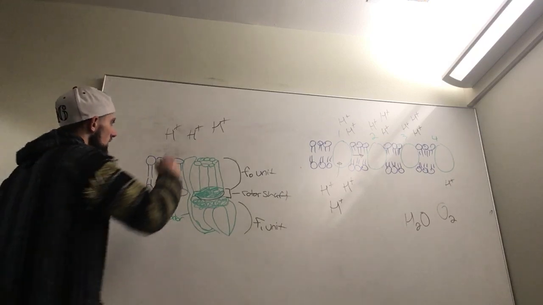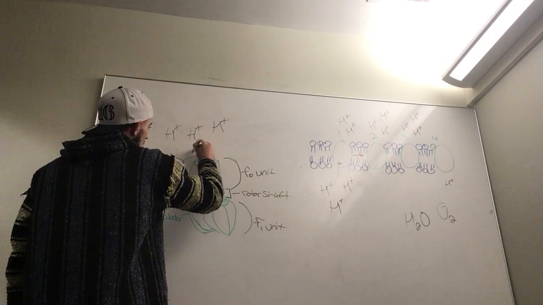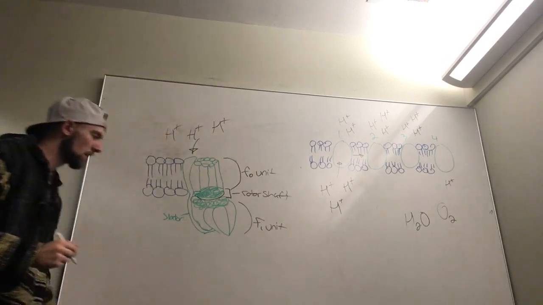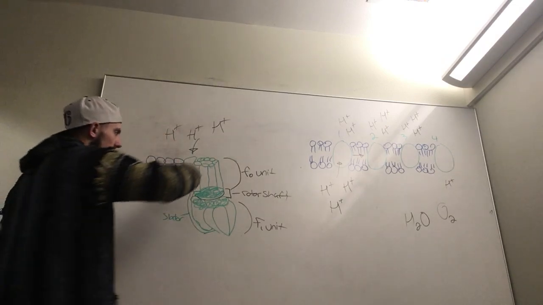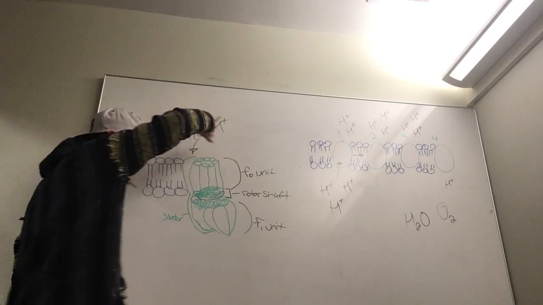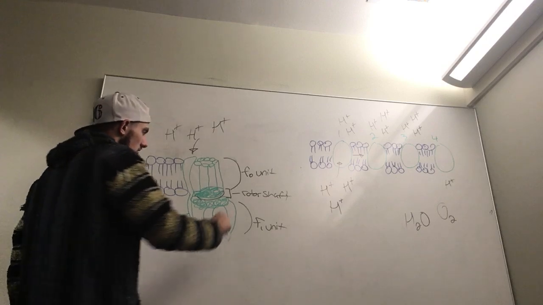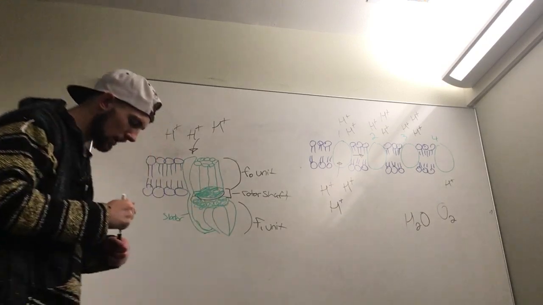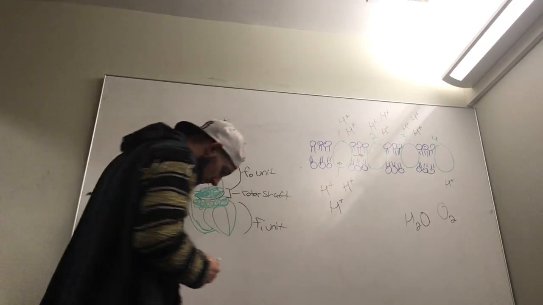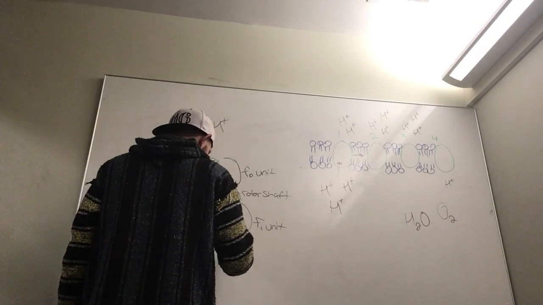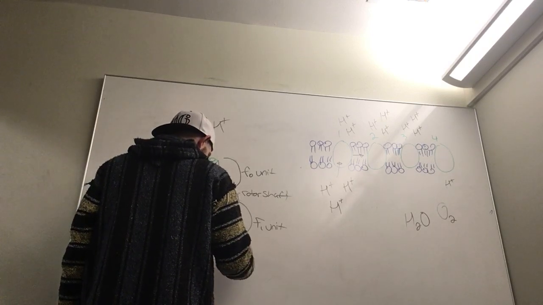In order to do that, it's going to go through this little tunnel here, okay? And through that tunnel, it's gonna make this F0 unit spin. And by doing that, it's gonna make the rotor shaft spin. Now, why is that important? Well, because at the very bottom here, I'll draw it out.